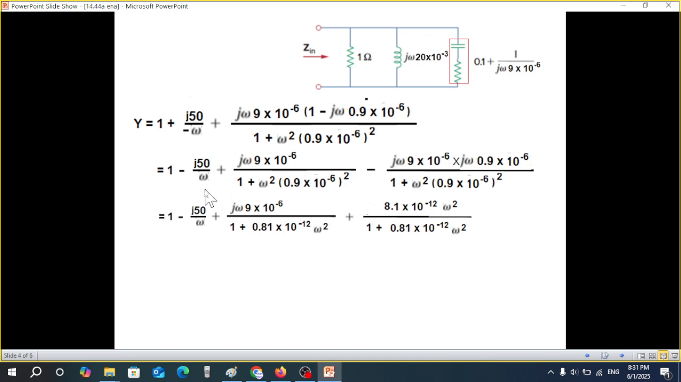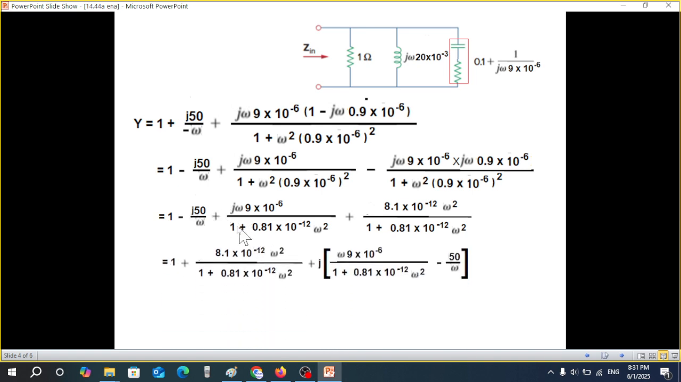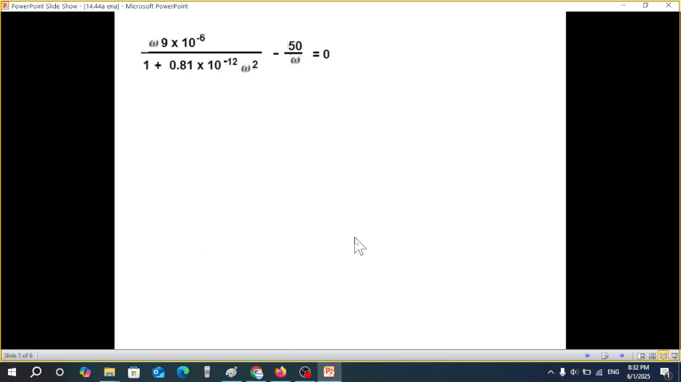And now we will collect the imaginary terms, this one and this one, to one side. So we've collected the imaginary terms here and the real terms here. And now, as we have learned, at resonance the imaginary term has to be 0. That is, the imaginary part of Y has to be 0. That means this term has to be equal to 0. So this is equal to 0. From here, we'll find omega naught.